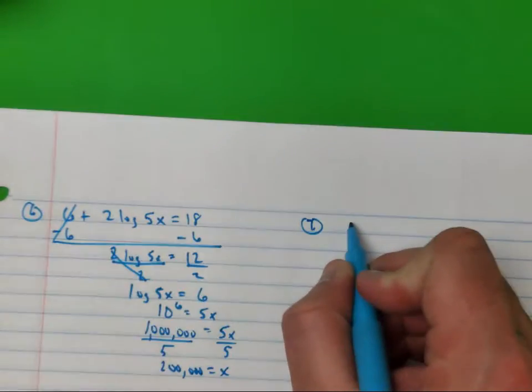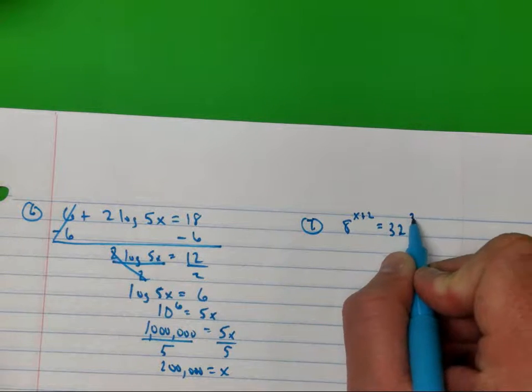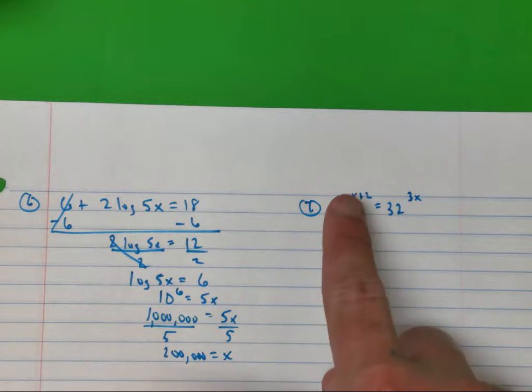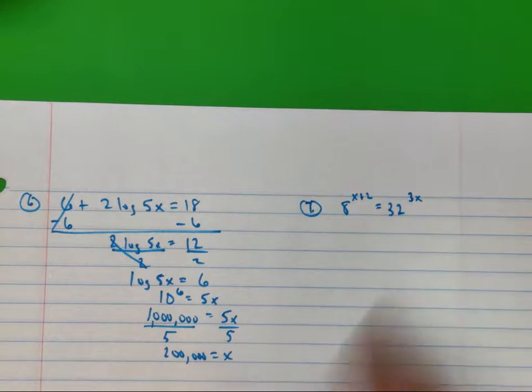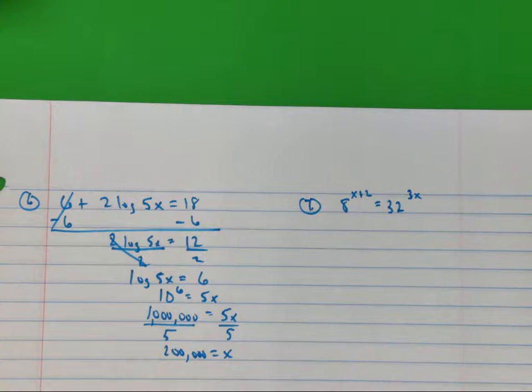Number 7. 8 raised to x plus 2 equals 32 raised to 3x. This is an exponential equation. You know that because your variables are in the exponent, hence the name exponential. Now, your first line of defense is to get the same base. I want you to take a moment to think, what base could I make 8 and 32 in the same base?